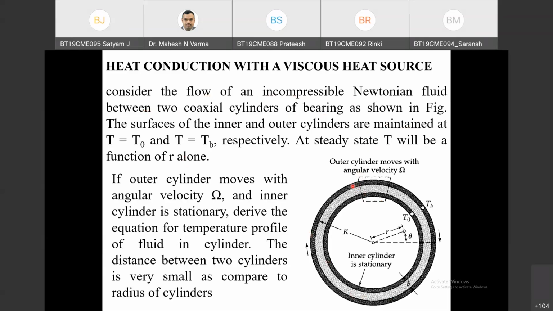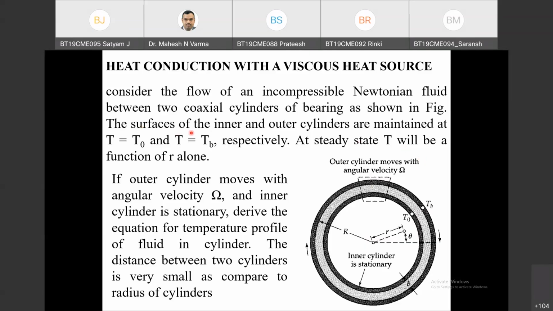So the inner axial is stationary and the outer surface is moving, and this is a common example, as I told, in the wheels of any moving vehicles. So the axle will be stationary, only your tires will be moving. Wheels are moving, but axles are stationary. So this will be connected to the wheels and this will be connected to the axle. So the inner cylinder is stationary and the outer cylinder moves with angular velocity omega.